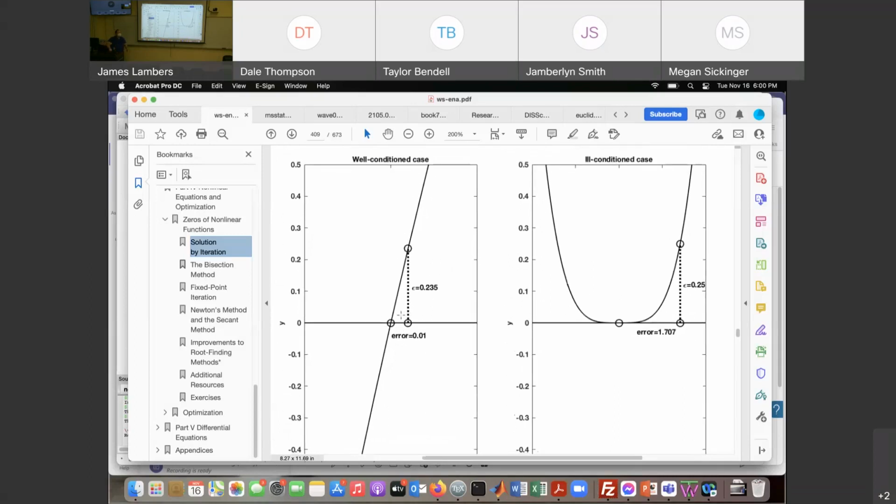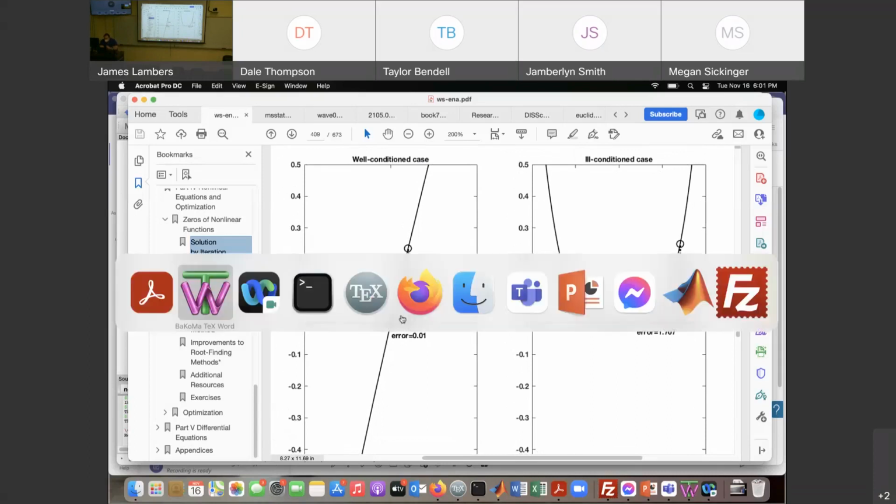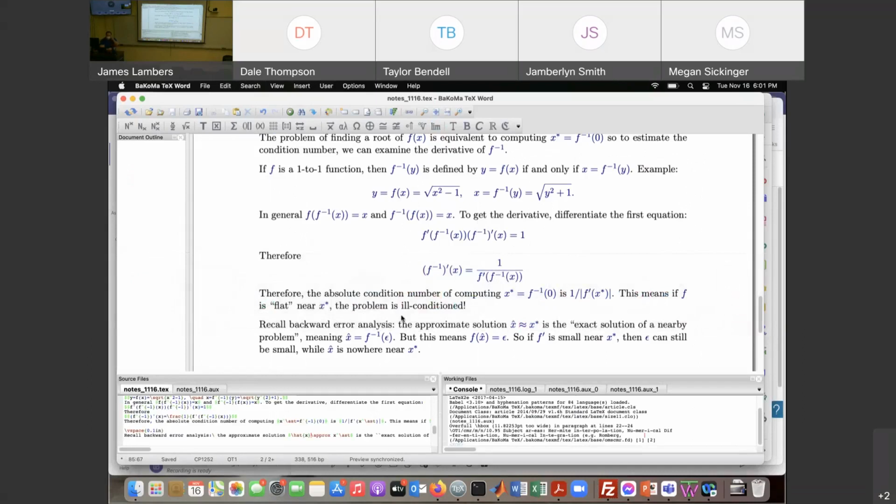So unlike numerical differentiation and integration, where we can pretty much say that for ill-conditioned or well-conditioned across the board, for root finding, it depends on f and how its derivative behaves as to whether it's ill-conditioned or well-conditioned. Questions about existence, uniqueness, sensitivity before I talk about any actual methods?